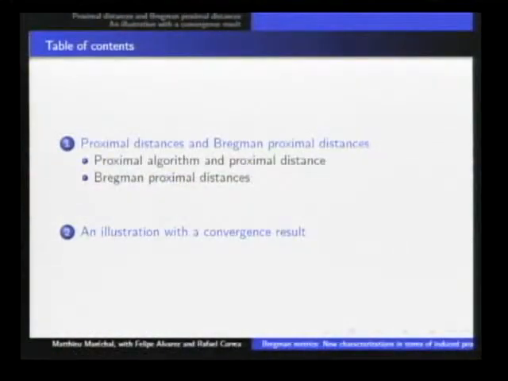The talk will be in two parts. The first is about some characterization of the Bregman matrix, to obtain that the induced proximal distance for a proximal distance is Bregman. And the second part is just an illustration with the convergence result.